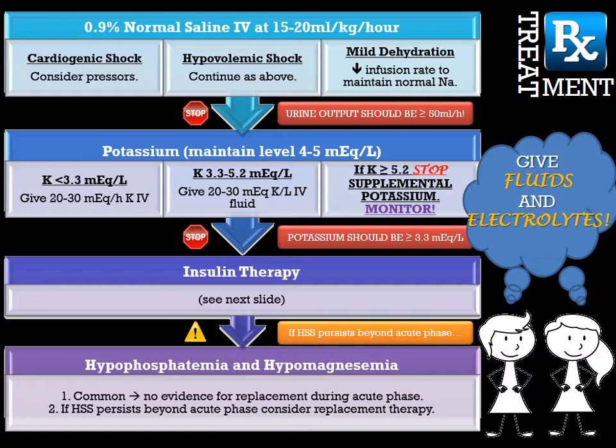Low phosphate and low magnesium levels are also common electrolyte imbalances seen in HHS. However, there is no evidence to treat these imbalances unless the HHS persists beyond the acute phase. At that point, phosphate and magnesium replacement therapy should be initiated.